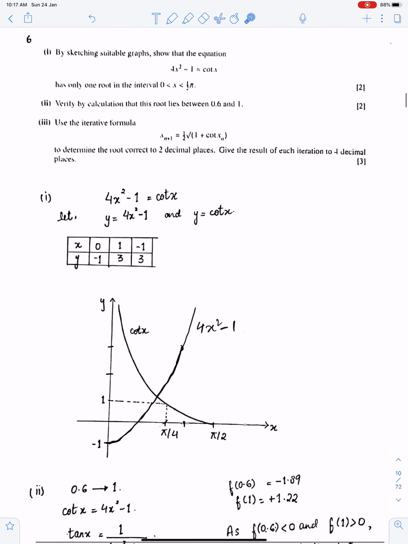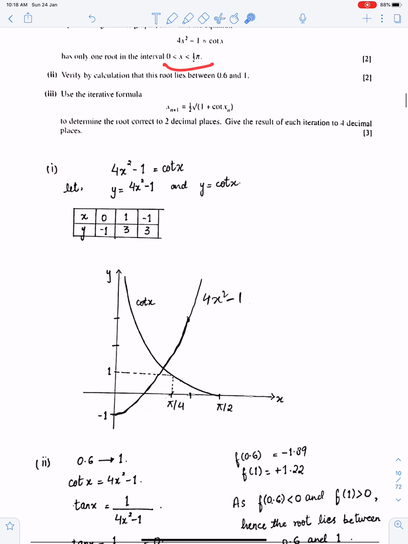Question number 6. By sketching suitable graphs, show that this equation has just one root for this domain. So first we need to sketch cot x and then 4x square minus 1. This 4x square is a happy face. And you have to sketch this from minus 1. You can make the table if you want. So this is 4x square minus 1, happy face. This is the complete curve.